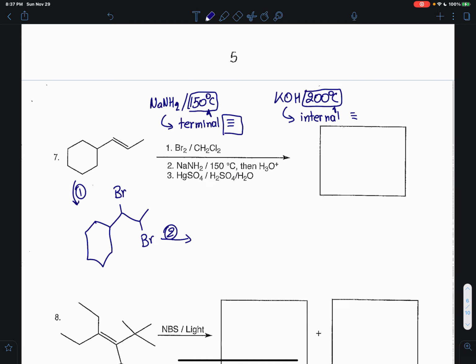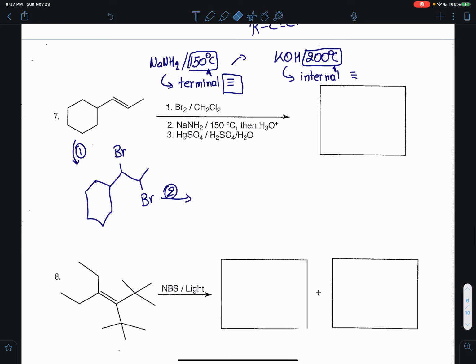And also another thing: NaNH2 with 150 degrees Celsius, you're always going to end up with a terminal negatively charged alkyne, right? And then you have to add H3O plus. Just keep that in mind because this is really important, especially in synthesis. This is why here she put the H3O plus. You see that? So without that, let's pretend this is step 3 and then this is step 4, just for the case of learning. So as we said, the NaNH2 is going to end up with a terminal triple bond.